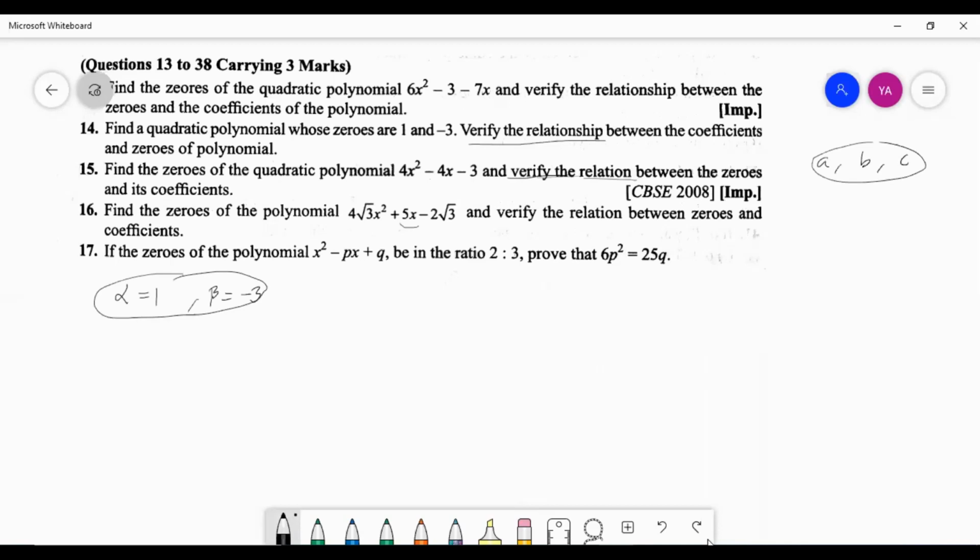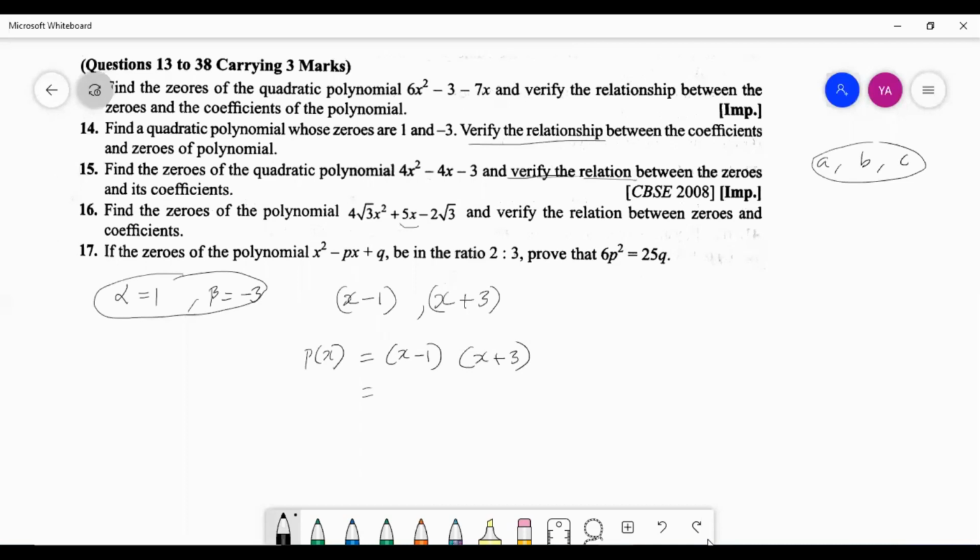If alpha equal to 1 is a zero, then x minus 1 will be a factor of p of x. And if beta equal to -3 is a zero, then x plus 3 will be a factor of p of x. Since this is a quadratic polynomial, their product will be the given p of x. So p of x you can write as (x minus 1) into (x plus 3). Now you can expand these brackets.